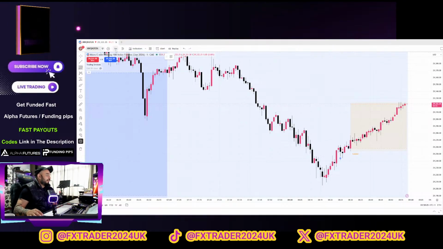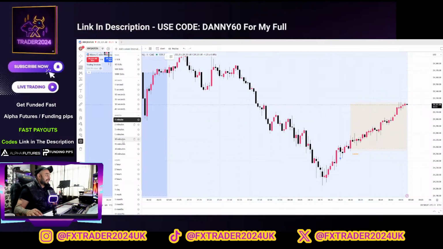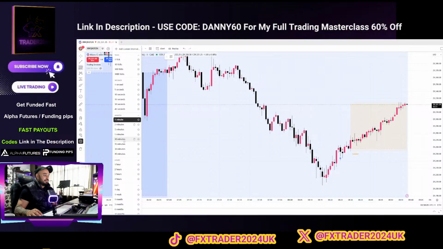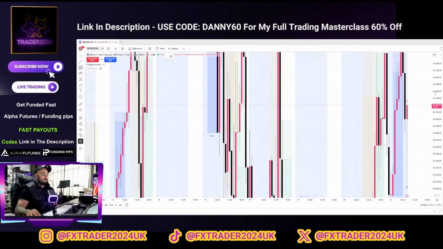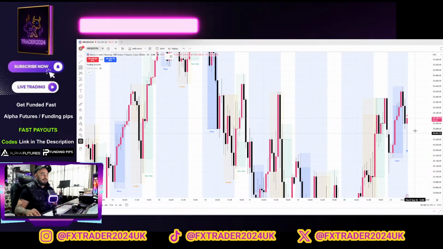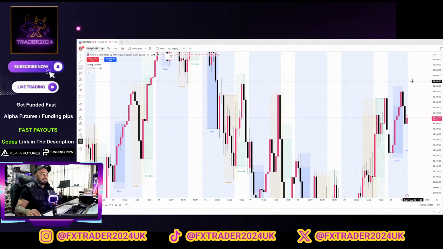Especially after this 1 hour candle that's formed in the last 30 minutes. Well, the last 1 hour now. Sorry, time's gone quick. Look at that. That's the past 1 hour. So it can be going to break structure here.